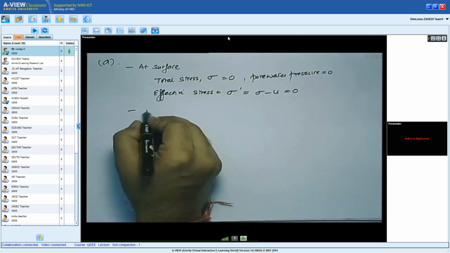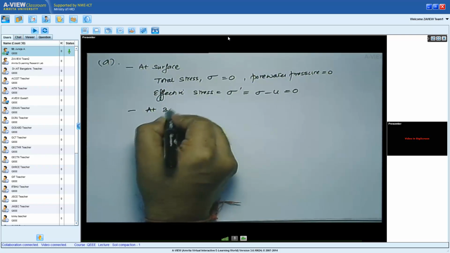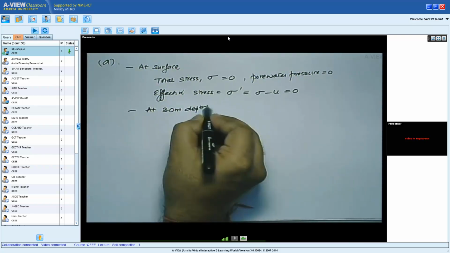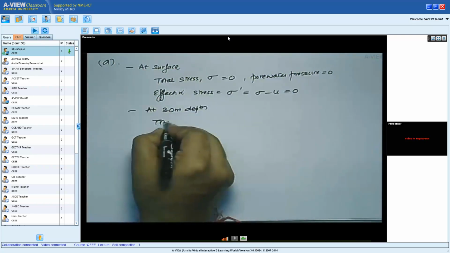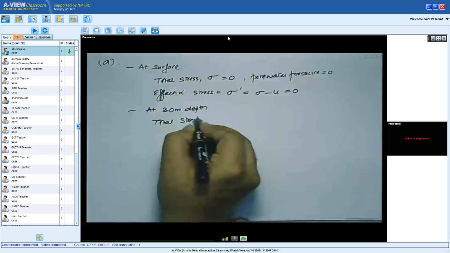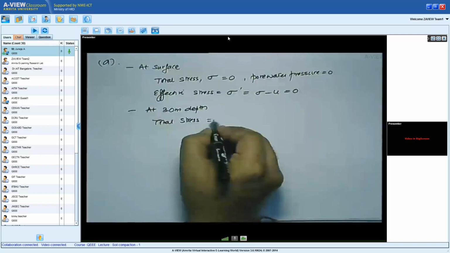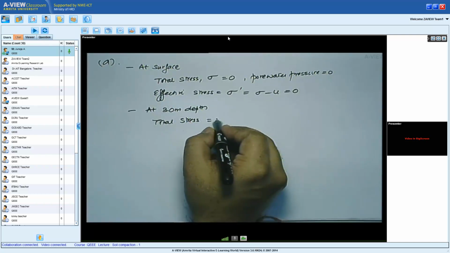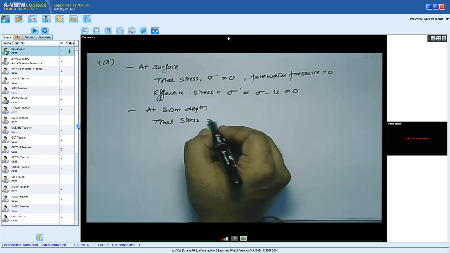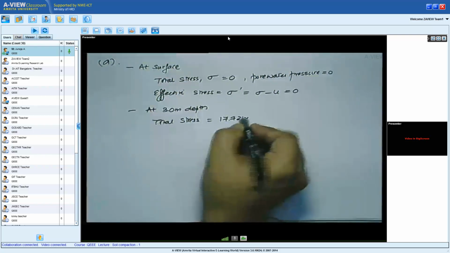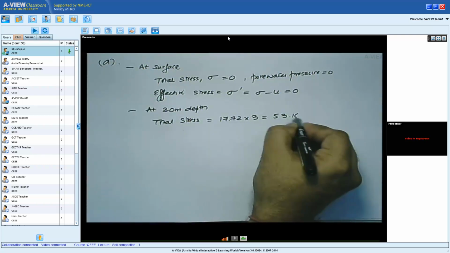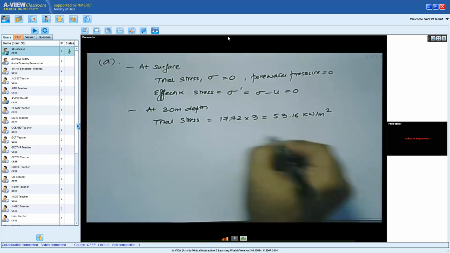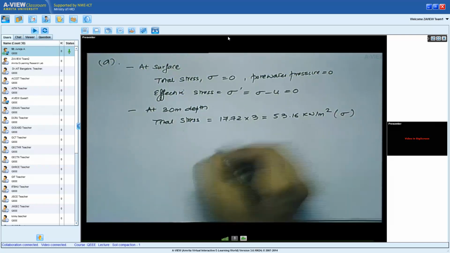Okay. Let's look at an important thing at 3 meters, 3 meter depth. At 3 meter depth, I use this analogy, total stress equals the unit weight of sand, the bulk unit weight of sand. If you've written down this figure somewhere, it was 17.72. So I have 17.72 times the depth, which is 3 meters. This should give you an answer of 53.16 kilonewton per meter square. That's total stress. Remember, this is sigma for us.